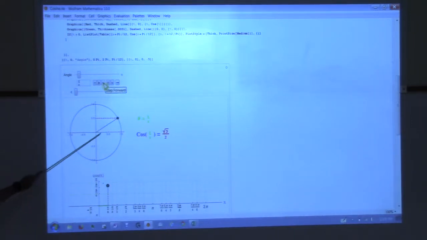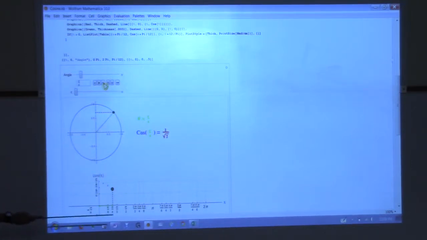So do you see what's happening as my angle is opening up? My x-coordinate is starting to get smaller. And you can see the graph coming down.